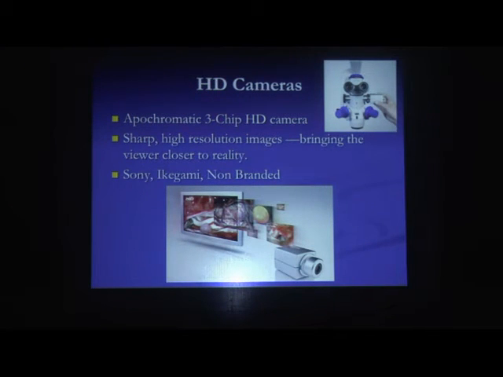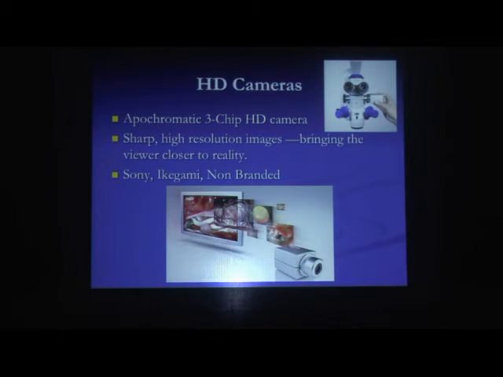What do we mean by HD or high definition cameras? All cameras being digital, again there is a resolution, the number of pixels which are compressed into the picture. Up till now, we routinely used to have the SD or the standard definition, whereas in high definition, you get a much sharper, high resolution image which brings the view very close to reality.